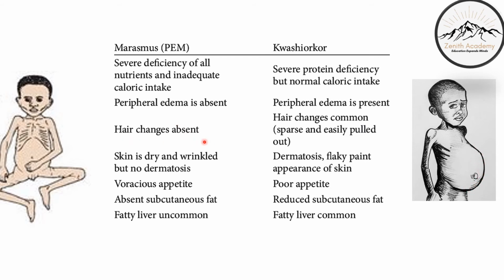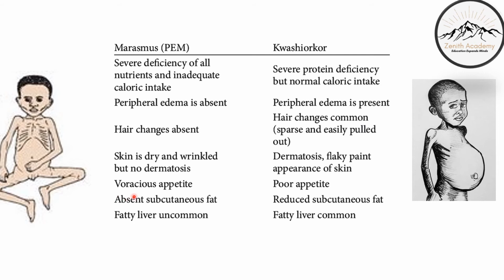Here hair change is absent, there is no change in the hair, no frizziness, no change in color, no sparseness, whereas here hair changes are common, like sparse or very little hair, and it is easily pulled out. Even the color changes, it becomes slightly reddish. In this case skin is dry and wrinkled, but there is no dermatosis, you do not see any discoloration in the skin, whereas here you see dermatosis, a flaky paint appearance of the skin.